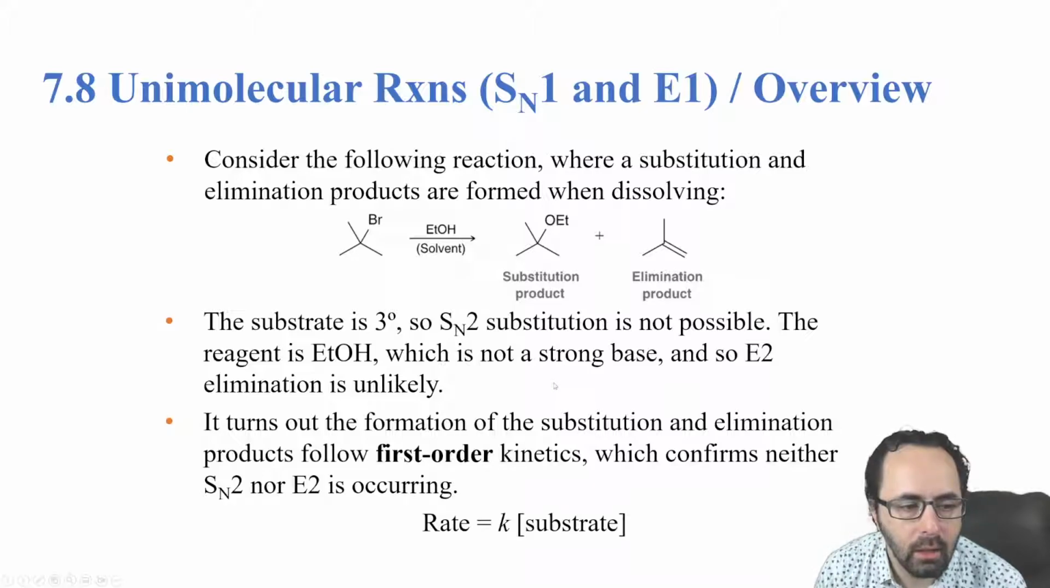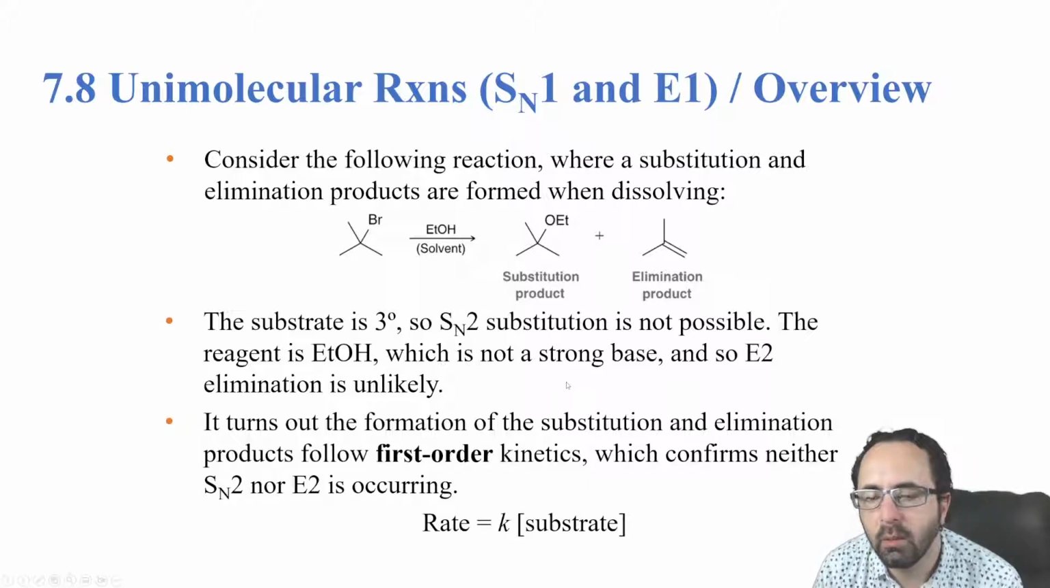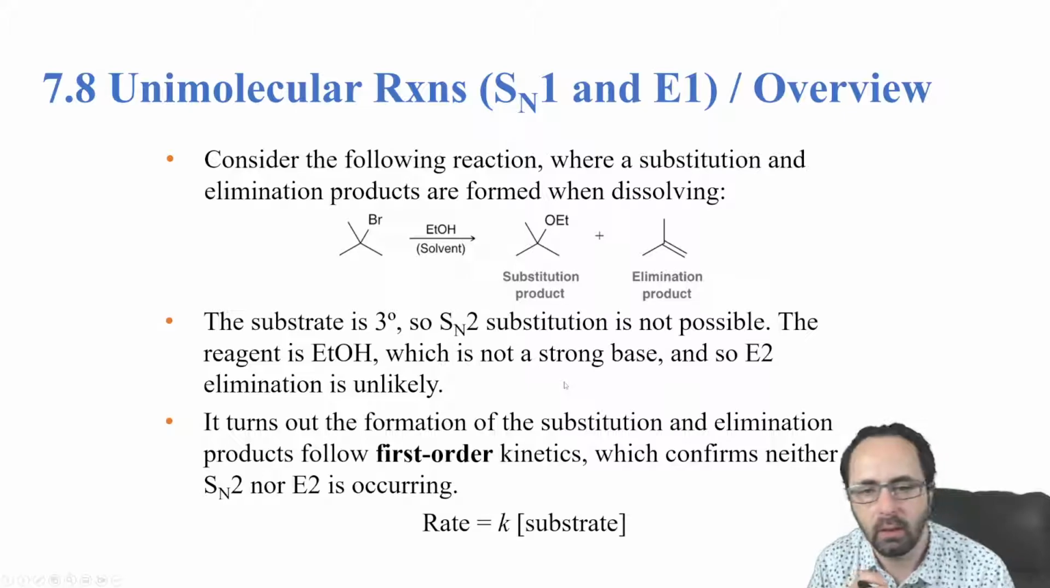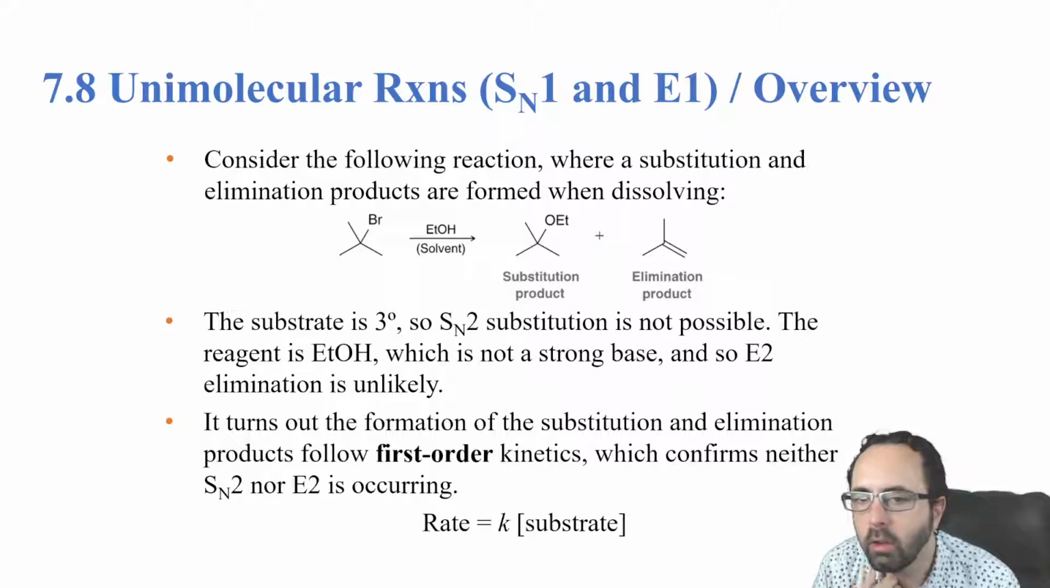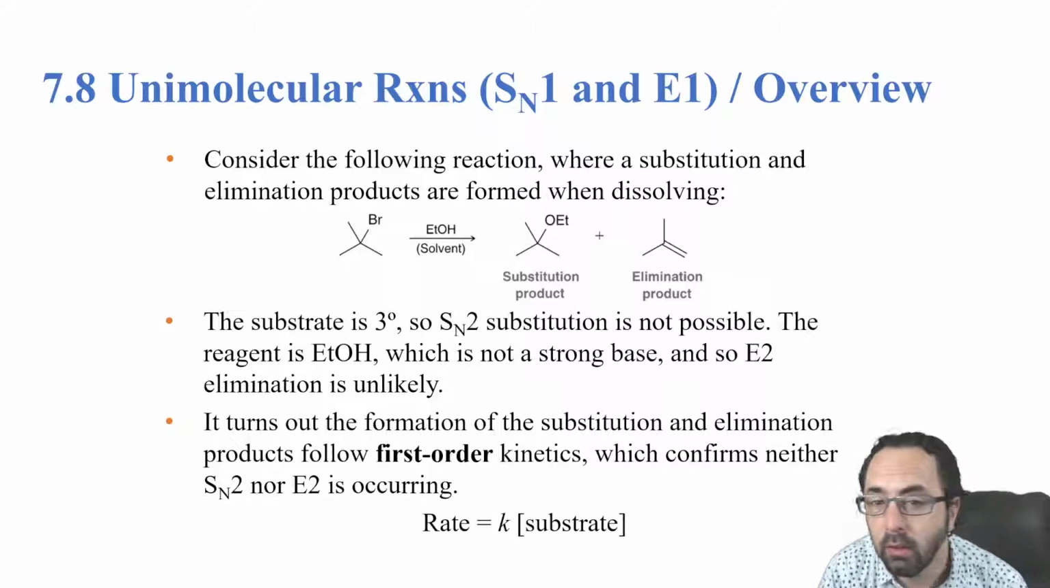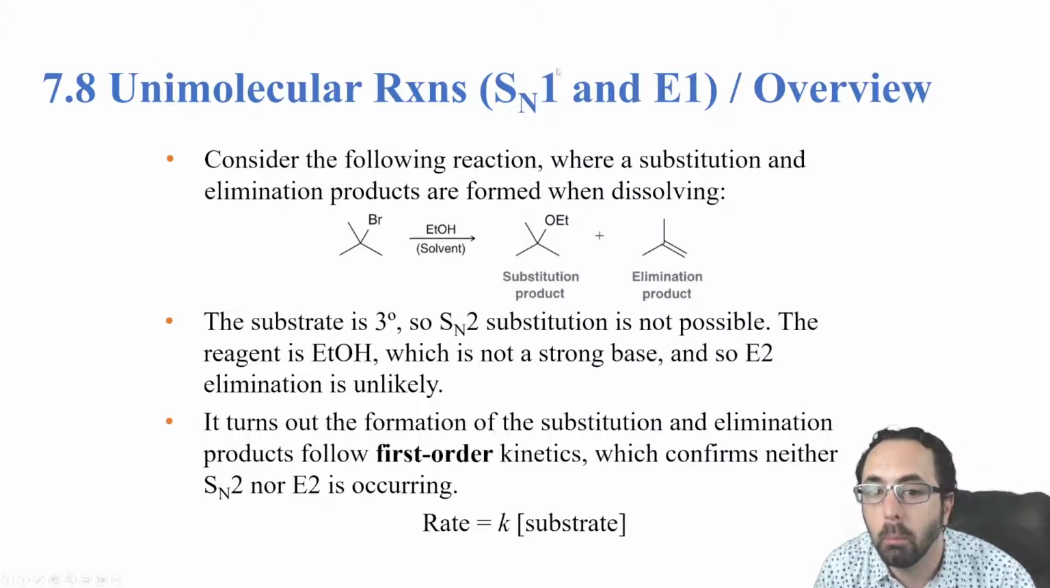Okay, and finally, now we've covered SN2 and E2. These are bimolecular reactions. Substitution and elimination can also occur in a unimolecular fashion. These are referred to as SN1, meaning nucleophilic substitution unimolecular, and E1, elimination unimolecular.